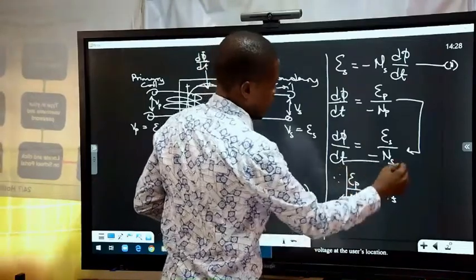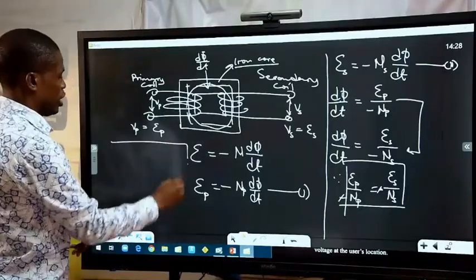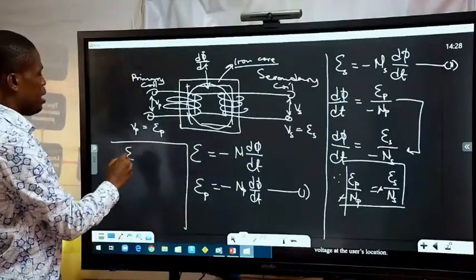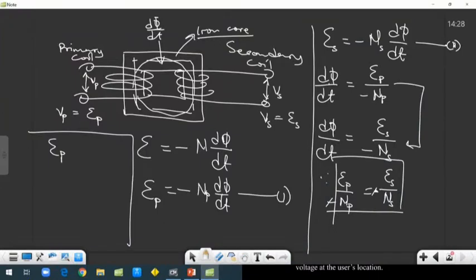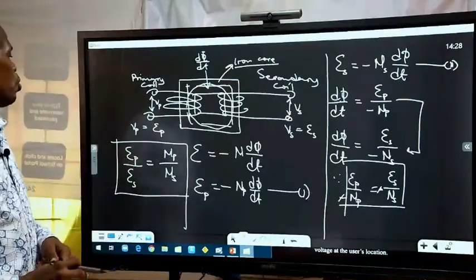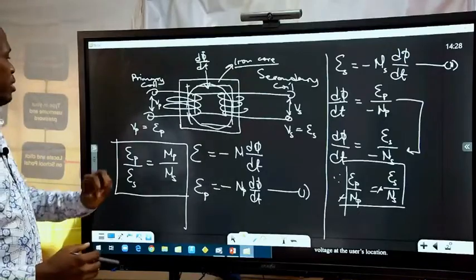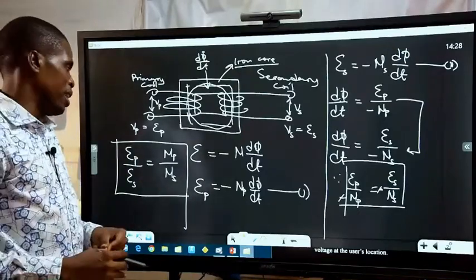What we have now becomes what we call the equation of the transformer, which can be expressed as EP divided by ES is equal to NP over NS. This is what we call the transformation ratio or transformer equation. This equation shows us the type of transformer in play, whether it's a step-up transformer or a step-down transformer.